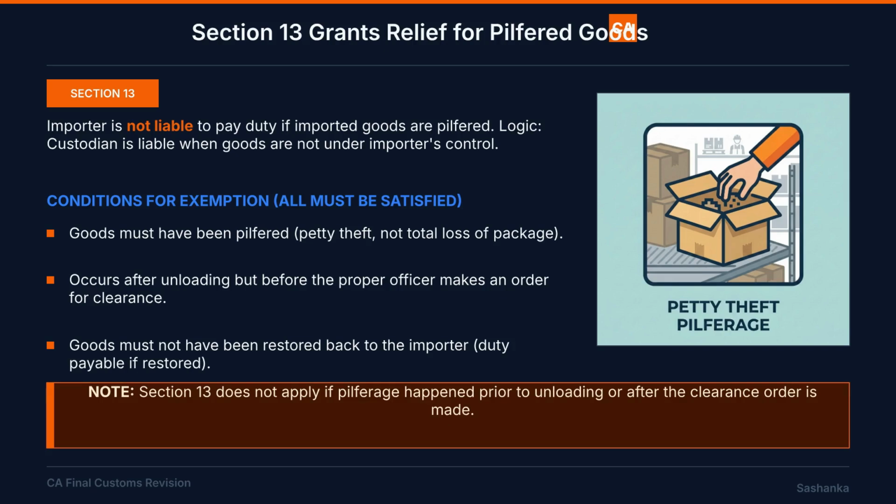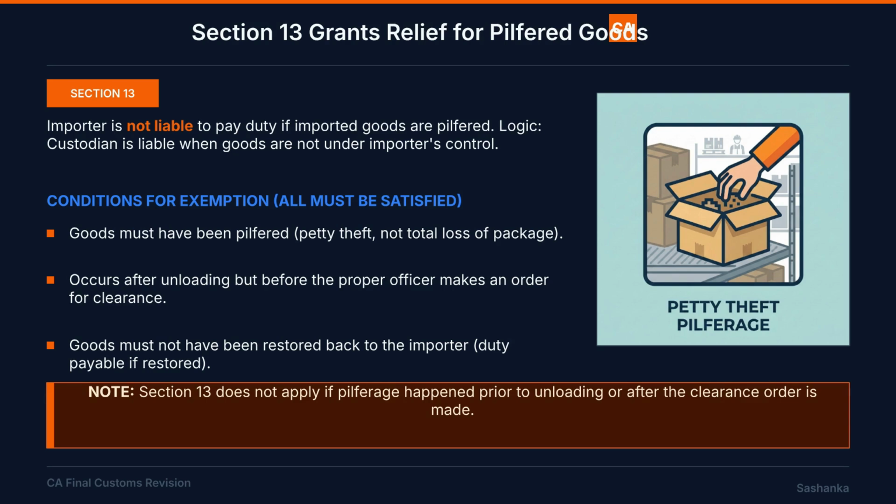Section 13 provides relief when imported goods are pilfered, meaning stolen in small quantities. The basic principle is simple. If the importer never receives the goods because they were stolen while under customs custody, the importer should not bear the duty burden. However, 3 conditions must be satisfied.